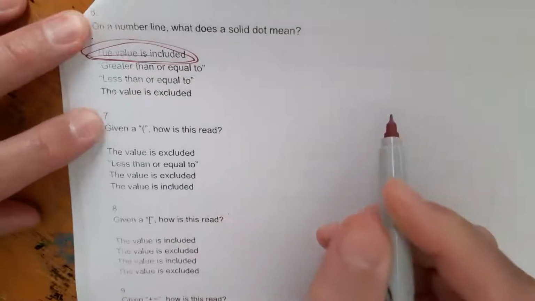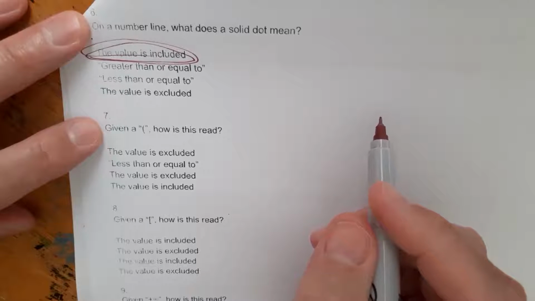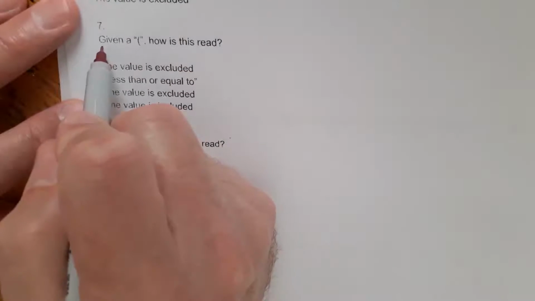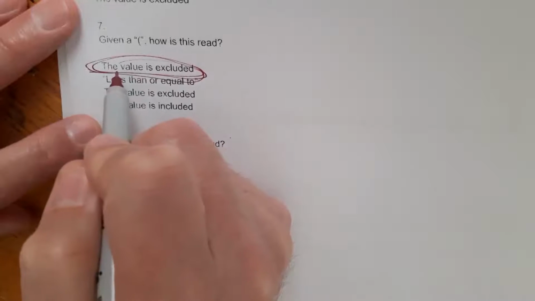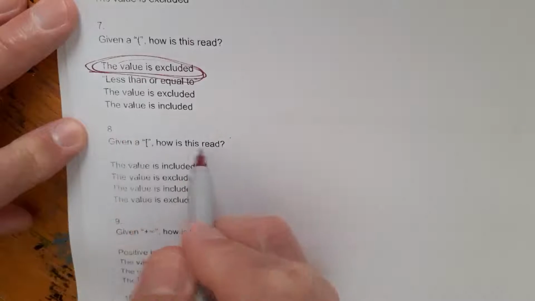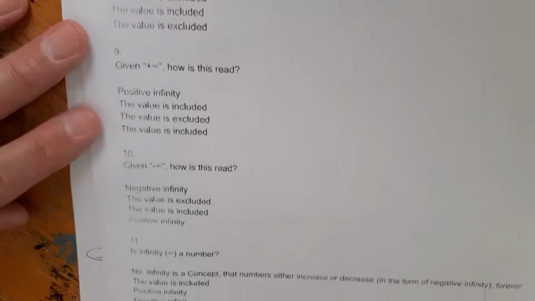On a number line, what does a solid dot mean? It means the value is included. So now we would use an equals. Equals, solid dot, both mean inclusion. When it comes to set notation, we have the same type of idea. Given a parentheses, it means the value is excluded, as in an open dot. Okay. And if we have a bracket, it means it is included, as in a solid dot. So once again, different symbols to show whether a value is included or not.